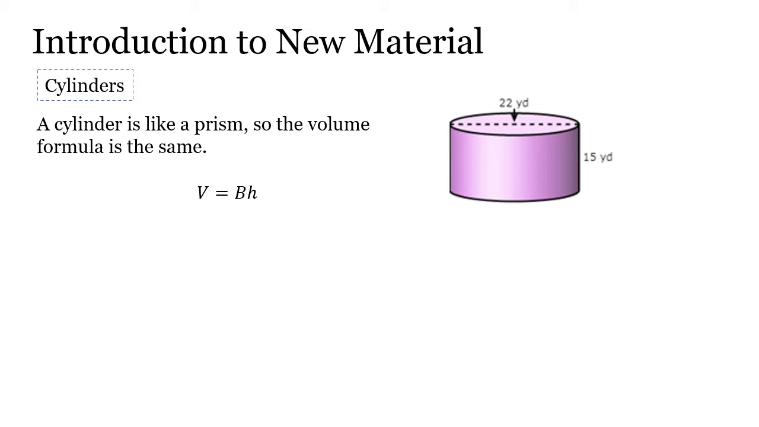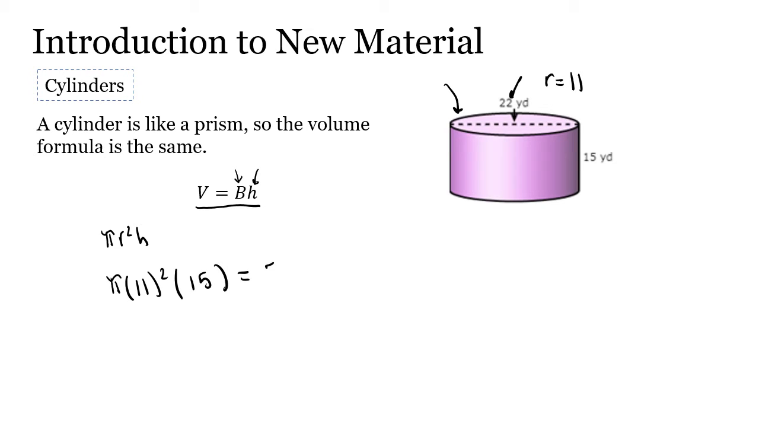Cylinders are very similar. Because they're just like prisms with a circular bottom, it's got the same formula. Volume equals the area of the base times the height. So the area of the base in this case is actually a circle, so it's going to be pi r squared times the height. Well, what's my r? I'm given 22, but that's the diameter, so r has to equal 11. So then I put it together, pi times 11 squared times h, which is 15. All that's going to equal 5,699.1, and that's going to be in yards cubed.